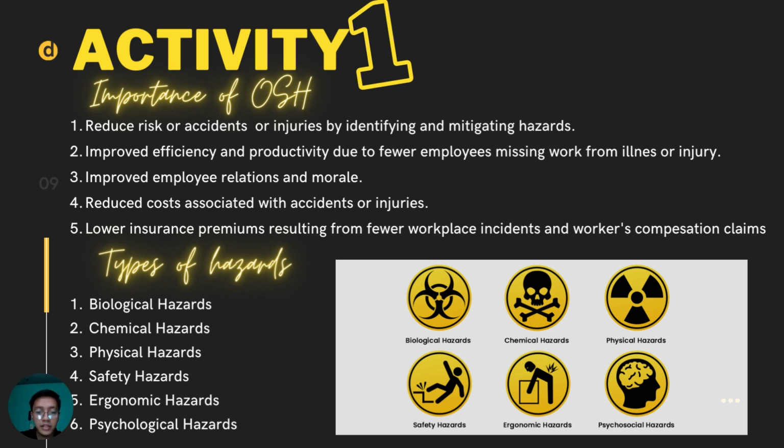And also, here are the following types of hazards, not just in engineering, but that can also be experienced everywhere. On top of that, we have the biological hazards. Number two, the chemical hazards, followed by the physical hazards, the safety hazards, number five, the ergonomic hazards, and the psychological hazards.